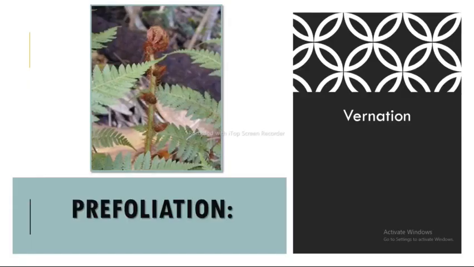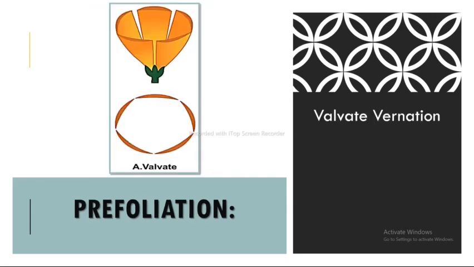So in prefoliation, this is the vernation. Vernation means the way in which the leaves are arranged in bud with respect to each other, as shown in the figure. The first type of vernation is the valvate vernation. In valvate vernation, the leaves are arranged in a whorl and their margins simply touch each other. Petals or sepals just touch one another without overlapping.